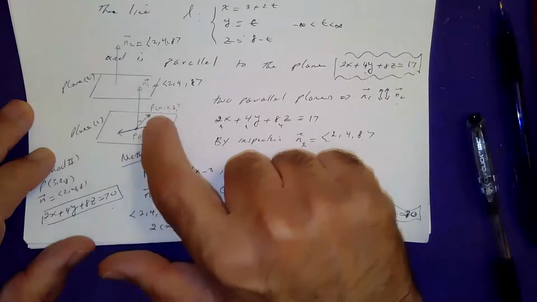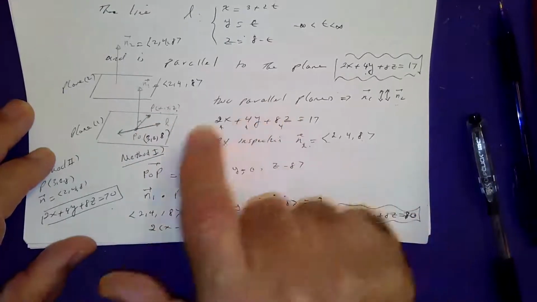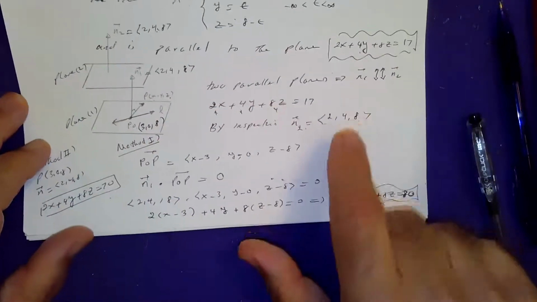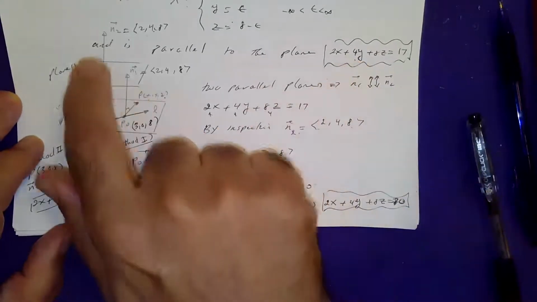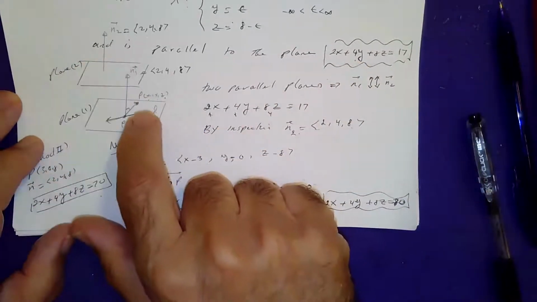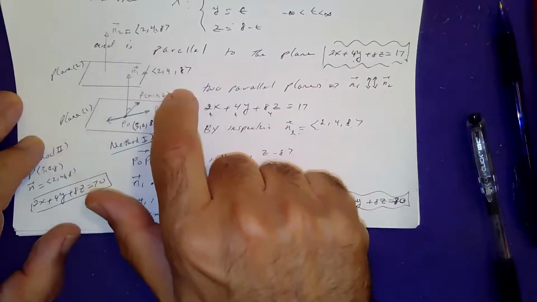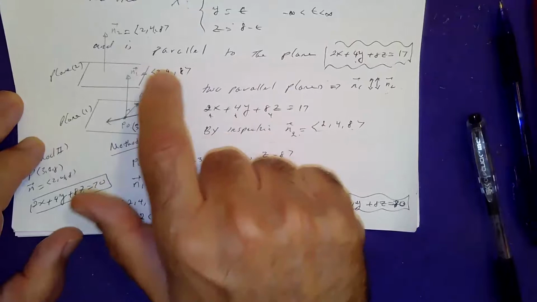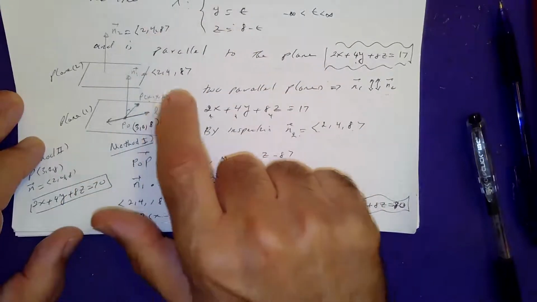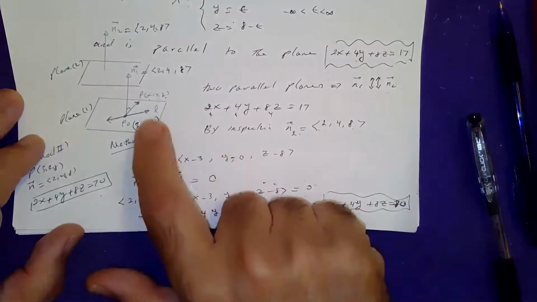Then I formed this vector. Because the planes are parallel, the normal vector for this plane is exactly the same as the normal vector for this plane. As a matter of fact, it's a scalar multiple of it. Let's pretend the scalar multiple is 1, okay? So this is what I did.